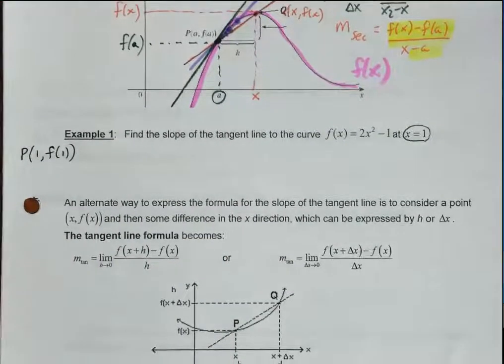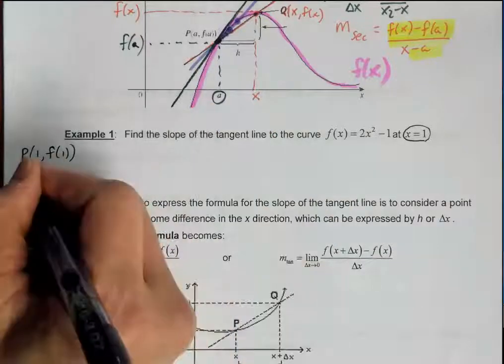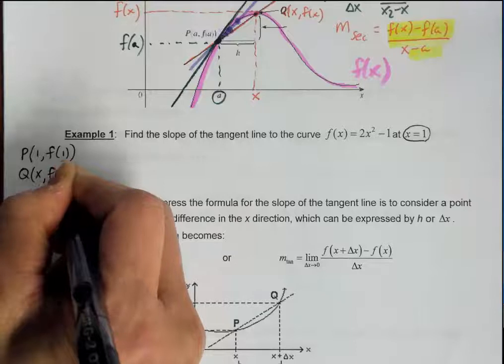And then my Q point is the made up point that is some distance away, and I'm just going to give it a general point as (x, f of x). So my Q point is (x, f of x).